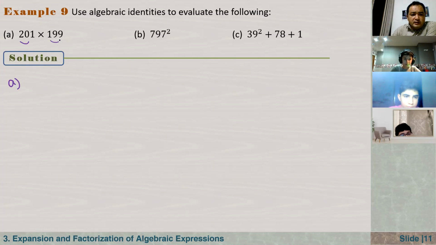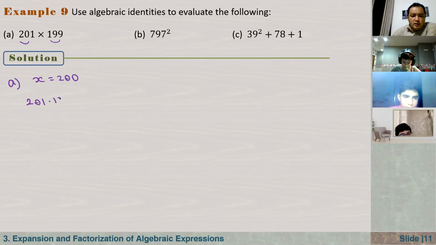So, for example, let's do A. 201 times 199. Of course, using a calculator, we can calculate this, right? But here, we're just sharpening our knowledge. Using algebra, how can I solve this? Let's say here, x equals 200. I'm just labeling 200 with x.